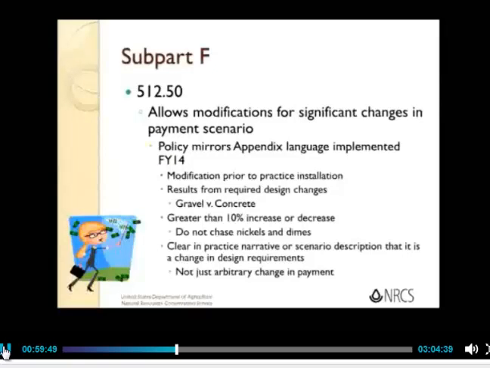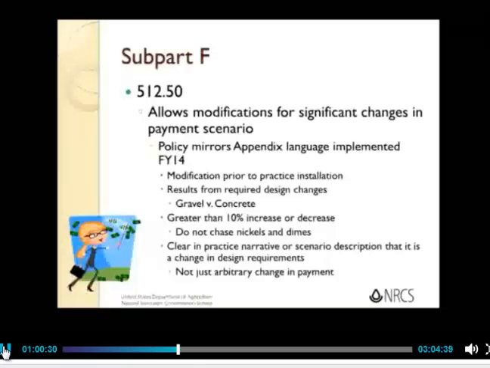It's not retroactive to the prior years, but the modification needs to occur prior to practice installation, just like all modifications. It needs to be as the result of a major design change. For example, you have estimated that you were going to use gravel in the construction. After the engineering design was completed, it was determined that gravel would not be adequate and you need to substitute concrete. That's not a practice substitution. That is a scenario substitution.